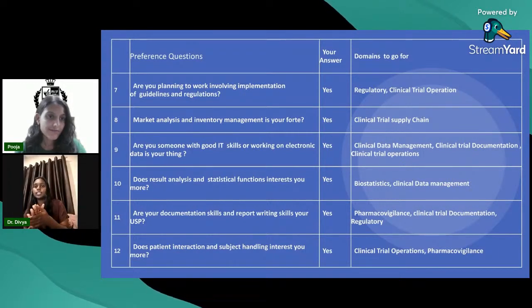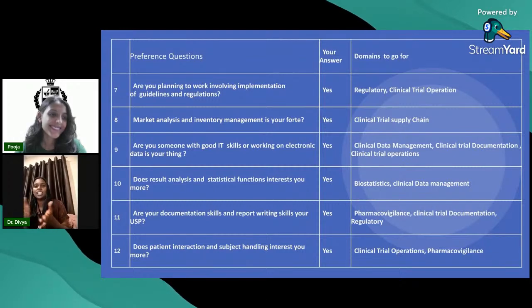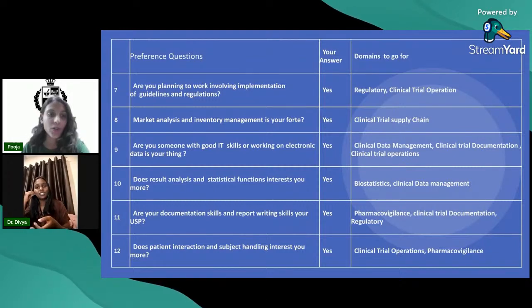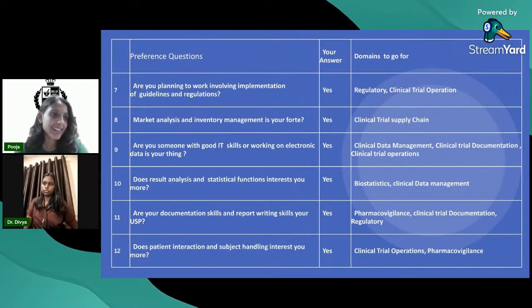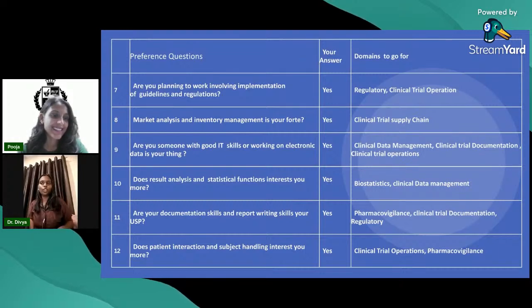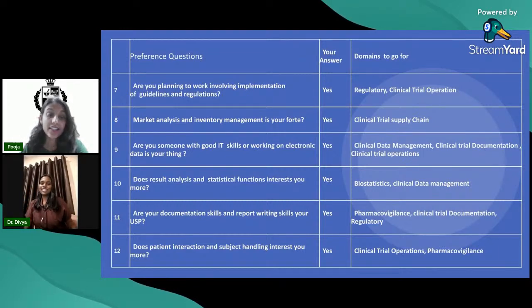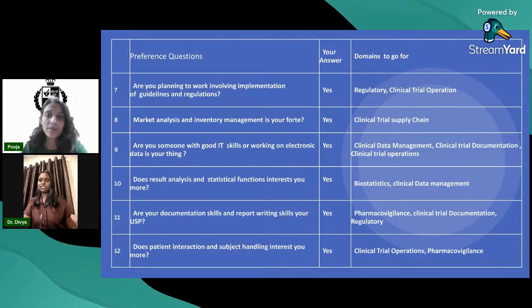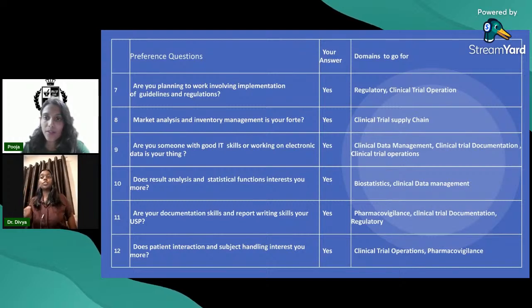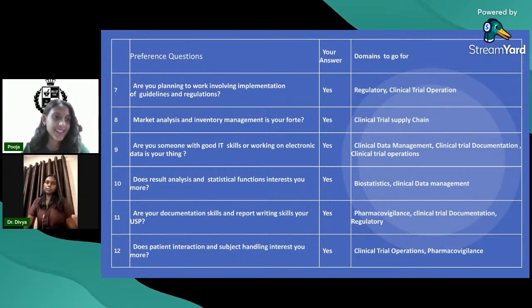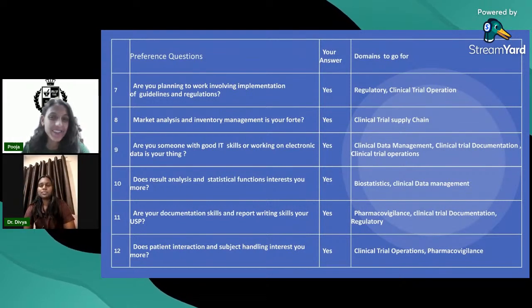I hope you will do this exercise after the session, or if you are done, it's very good. If you can do it, please let me know if it is useful or not. It definitely seems useful, honestly. We'll get a clear idea about our interest. So this is how you can choose your domain, according to me. Okay, thank you so much.